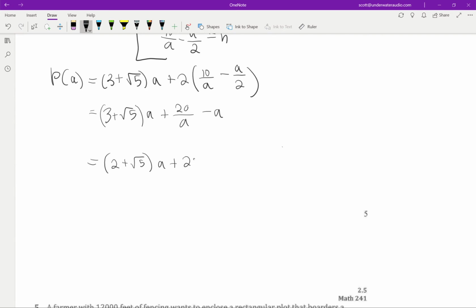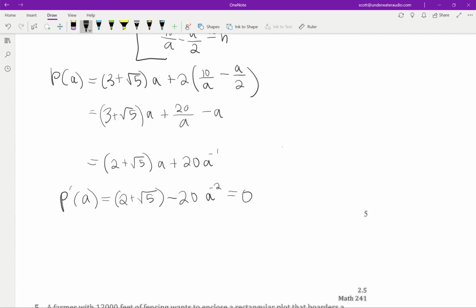plus, and I'll write this as 20a to the negative 1. The reason I'm doing that is I need to take the derivative and find the critical point, and it's a little bit easier to do that when I have a to a power. So derivative would be, so this is just a constant number. It's probably like 4 and a little bit, 4 point something something. So the derivative of a constant times a is just going to be the constant. And then derivative of the next bit is minus 20a to the negative 2, which I would set equal to 0.